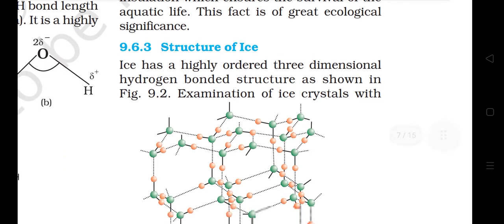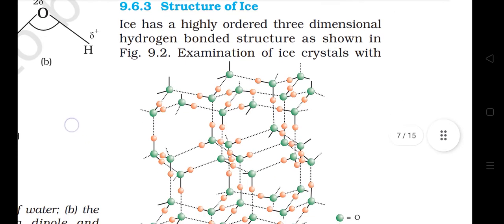9.6.3 Structure of ice. Ice has a highly ordered three-dimensional hydrogen bonded structure as shown in figure 9.2.